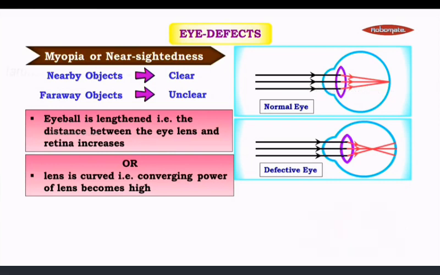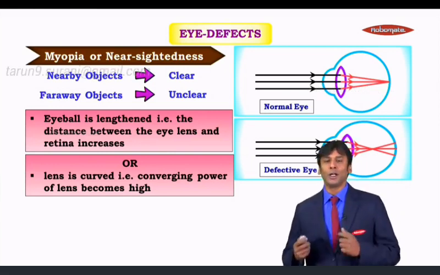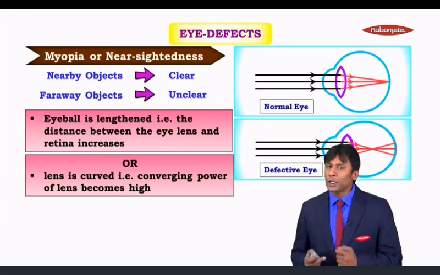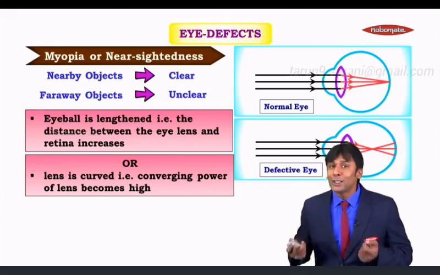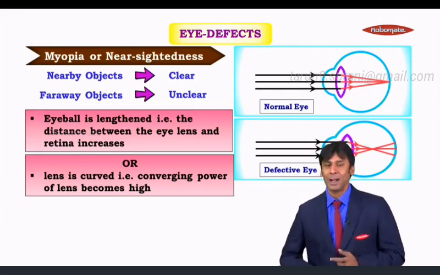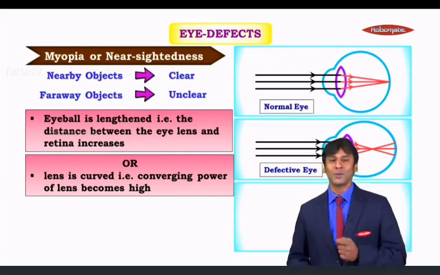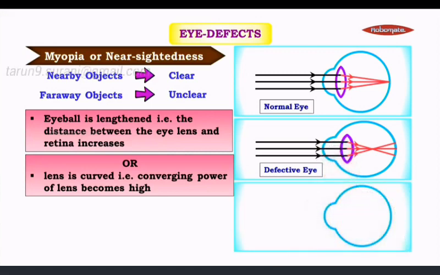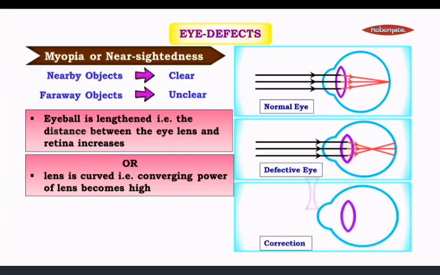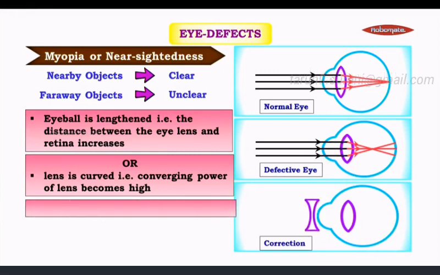So students, let us see how the correction of this particular defect is done. For the correction of this defect, of course, the person has to wear specs. Let us understand which specs this person wears. For the correction of this particular defect, this person will be given a concave lens. Now, let us see why concave.